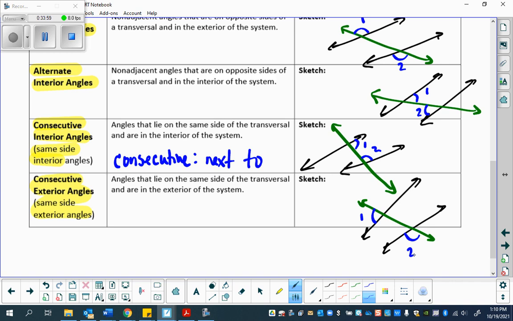Consecutive interior. Oh, Maggie, go put Smarty up. Olivia, go for Smarty up. Consecutive interior, same side and inside. How about now? Alternate interior. Abby, go put Smarty up. Those are alternating sides of the transversal and on the inside. How about now?